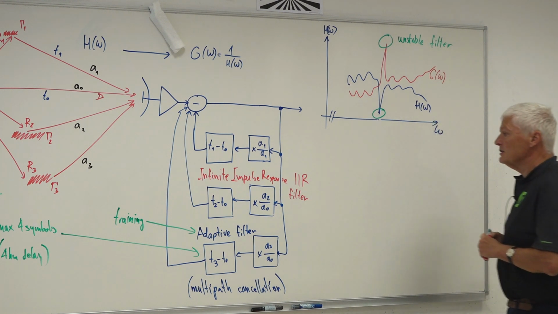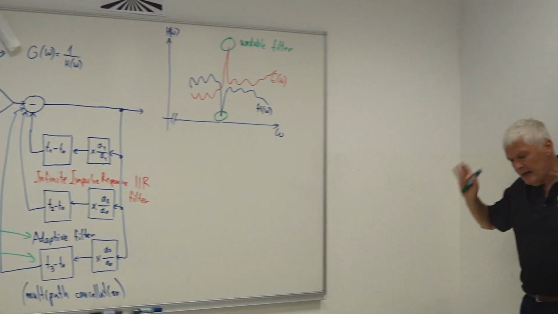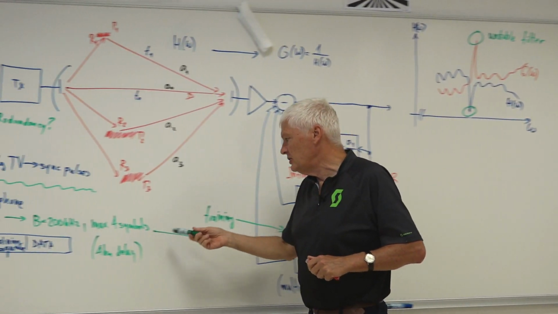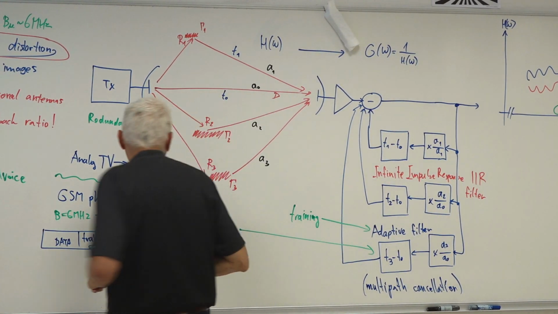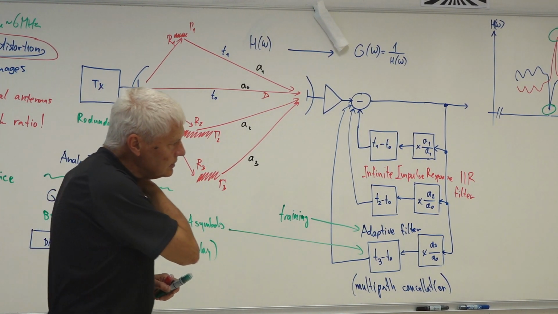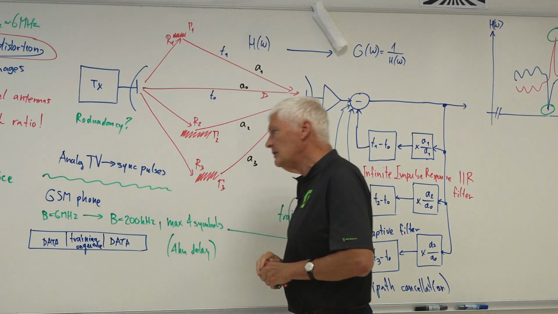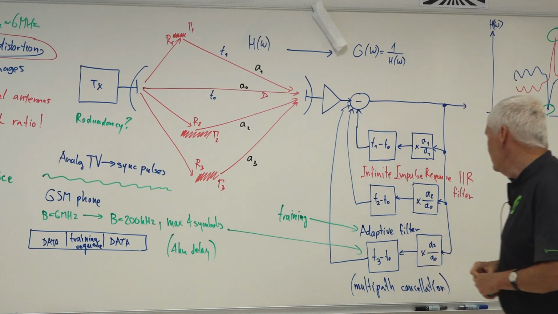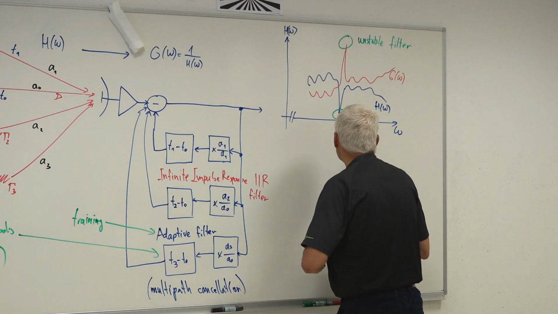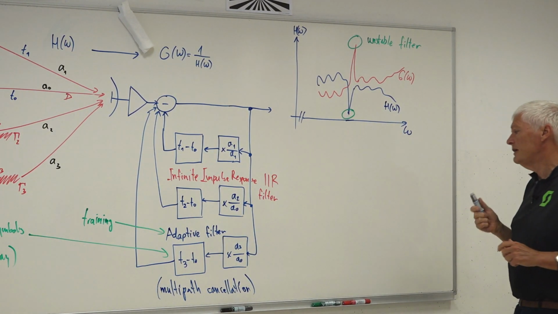Infinite impulse response filters always have this problem that they may become unstable, especially if a training algorithm is teaching the filter to do exactly what it is receiving from the transmitter. So this was not a good solution. It is still being used in the GSM phone. It is standardized for the GSM phone, but it's not the real solution to this problem.